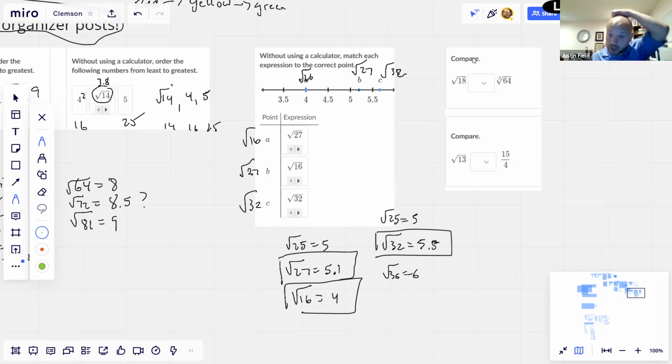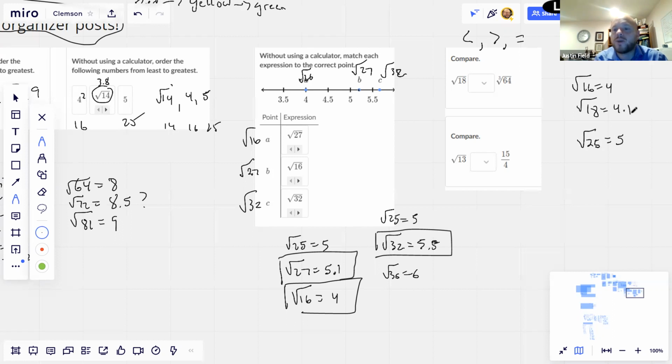All right, and we're going to use that same reasoning here when we compare the numbers. Comparing means, is it less than, is it greater than, or is it equal to? So the square root of 18. Well, all right, thinking about my perfect squares yet again. I know the square root of 16 is 4 and the square root of 25 is 5. So this might be like 4.1 again, or 4.2.